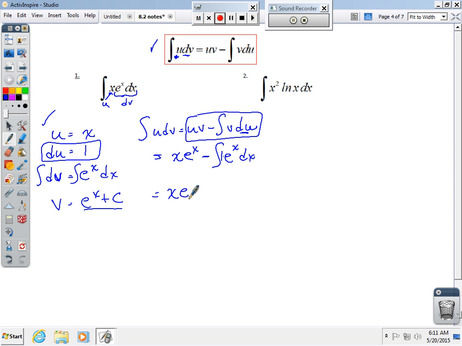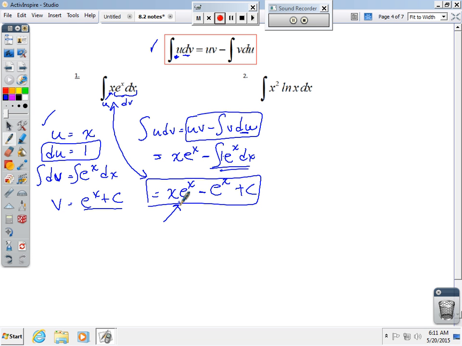You get x e to the x minus, and now we can integrate this part. We're capable of integrating that now. So the integral of just e to the x dx is e to the x, and I'm now going to throw my constant back on at the end, and that is the answer for our problem. Now, if you wanted to check if it was correct, you could actually take the derivative of your answer and see that it equaled that.